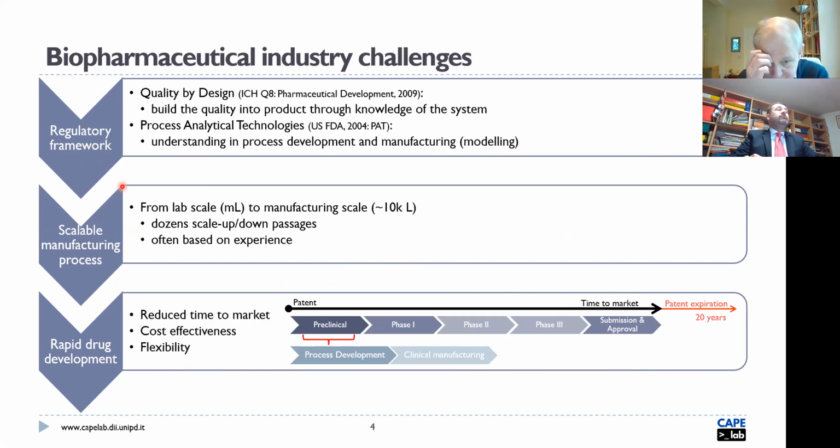So we have to build the quality of the product within the product since its conception and the first stages of the development. So we wanted to reduce the time to market of a new product, launching new drugs into the market in a cost-effective manner, and guaranteeing a scalable manufacturing process with high flexibility. And so we have to understand very well all the parts of our processes, and for this reason, modeling can be adopted, both first principle models or database models.